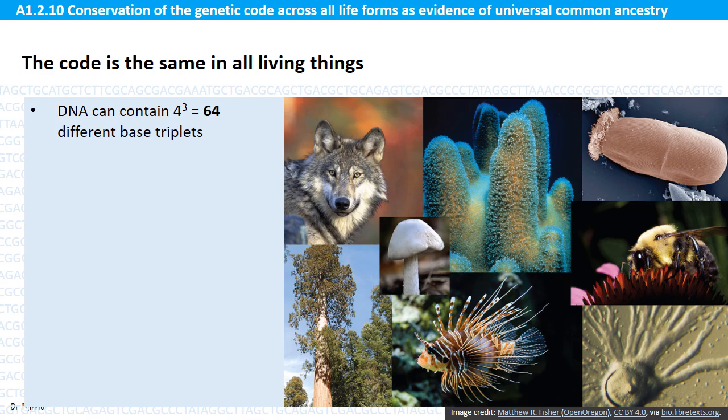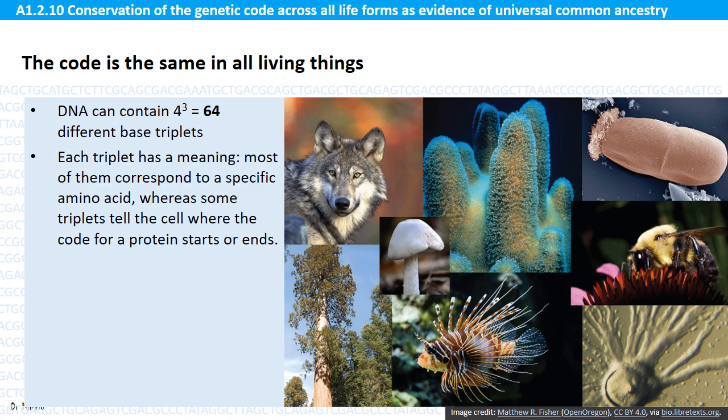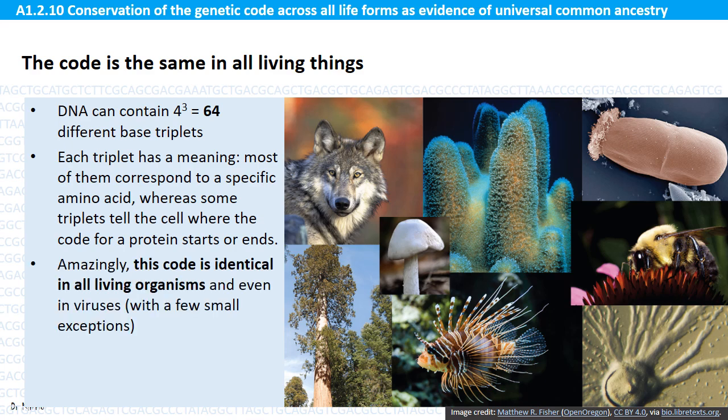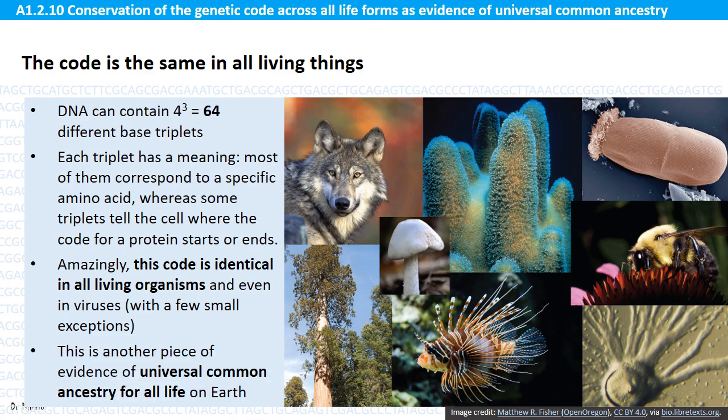DNA can contain 4 to the power of 3, that's 64 different base triplets. Each triplet has a meaning. Most of them correspond to a specific amino acid, whereas some triplets tell the cell where the code for a protein starts or ends. Amazingly, this code is identical in all living organisms and even in viruses, with a few small exceptions. This is another piece of evidence of universal common ancestry for all life on Earth.